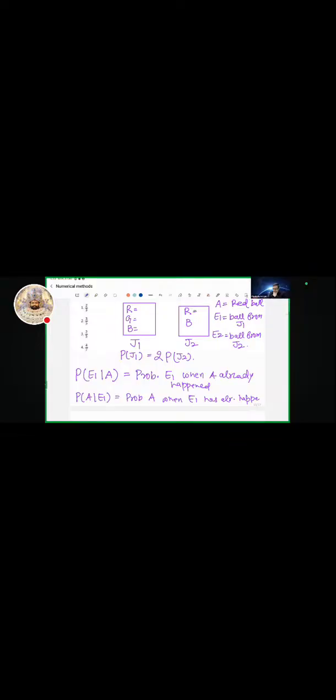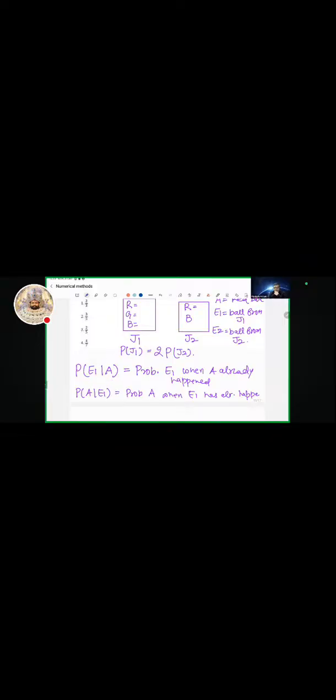Let's understand this. They are asking: A has already happened, what is the probability of E1 happening? The formula for that, known as Bayes' theorem, is the probability of E1 times the probability of A given E1, divided by the probability of E1 times the probability of A given E1, plus the probability of E2 times the probability of A given E2.